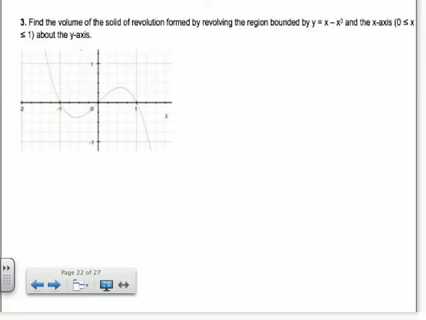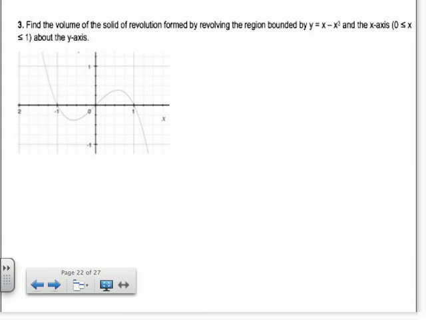Okay, so the next one says find the volume of the solid of revolution formed by revolving the region bounded by x minus x cubed and the x-axis, about the y-axis. So we're going around here.